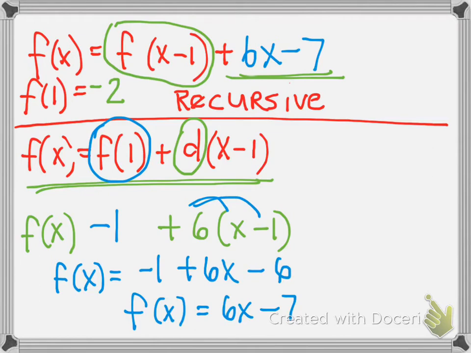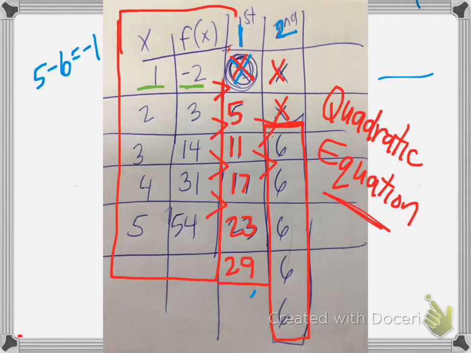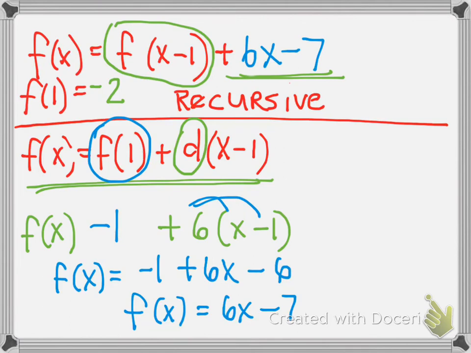Remember, with recursive, you have to know the first term. So if you look back at your table, this in green, given 1 as x, f of x is -2. So that's where I got that. The formula is the one before, which is f(x) minus 1, the one before, and then the slope. So here's how you figure out the -7. This is a linear equation. And so we're going to use it to figure out this part right here.